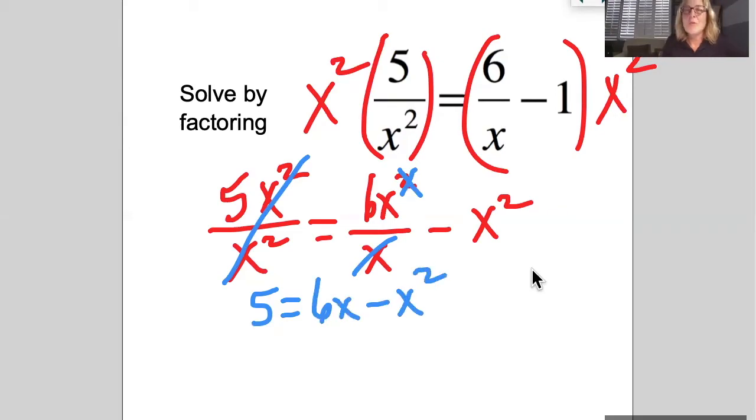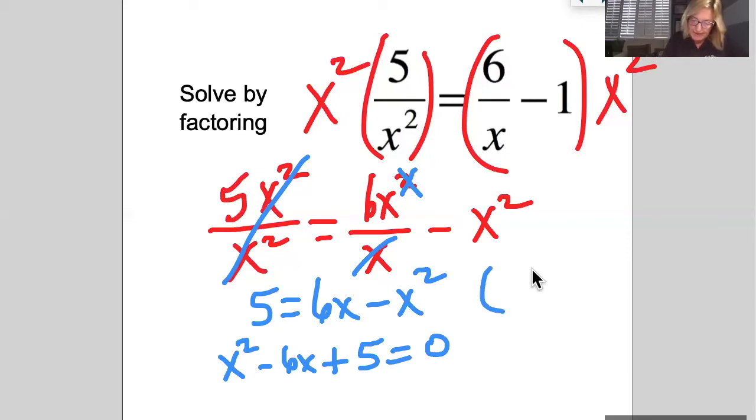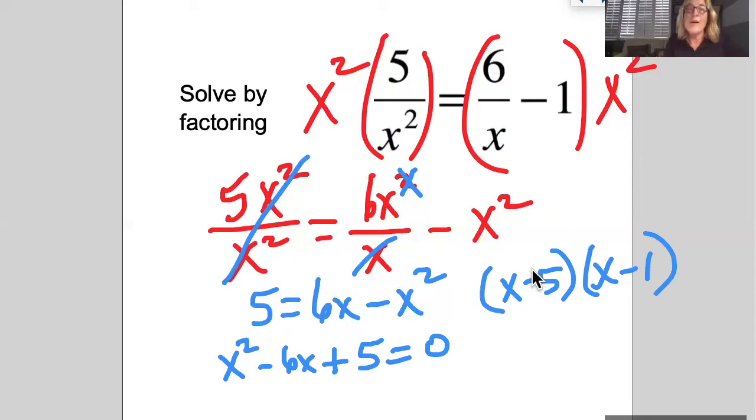Now you can see this is a quadratic, so we will be able to factor it most likely. So we just need to put all the terms on one side of the equation and set it equal to 0. So we could add x squared to both sides, and we could subtract 6x from both sides. And so we would end up with x squared minus 6x plus 5 is equal to 0. And so that is a factorable trinomial. We could factor it as x minus 5 times x minus 1. And so we know that this is equal to 0.